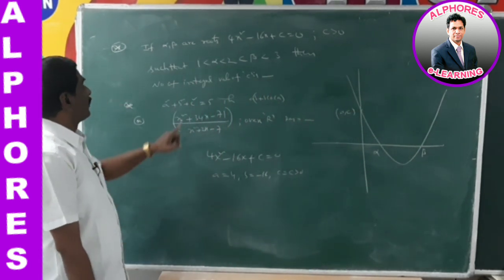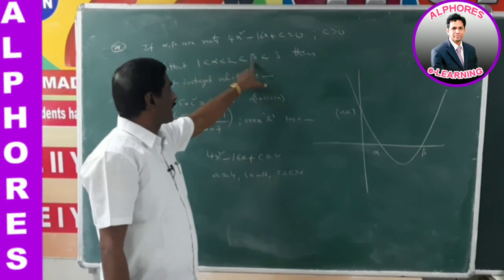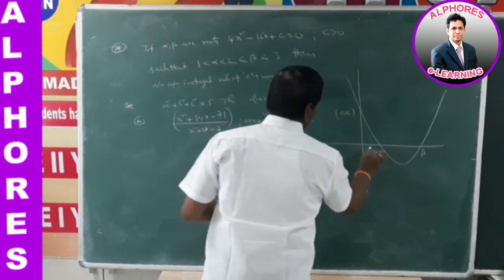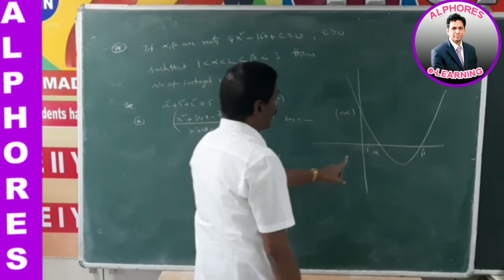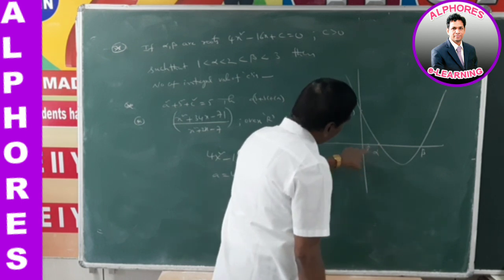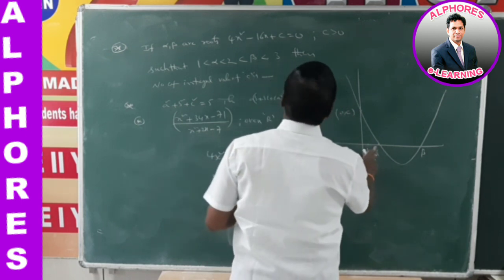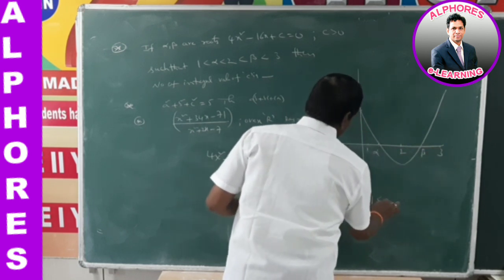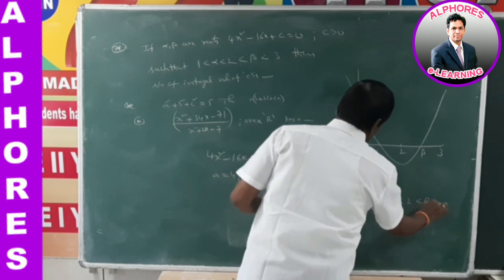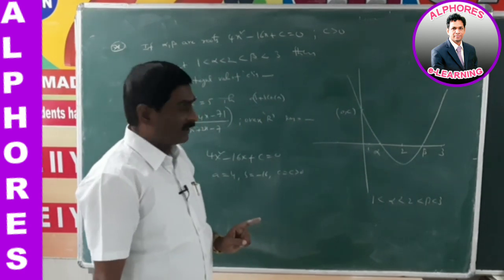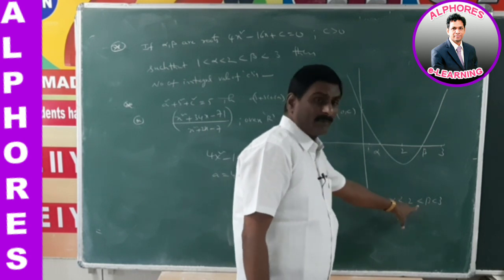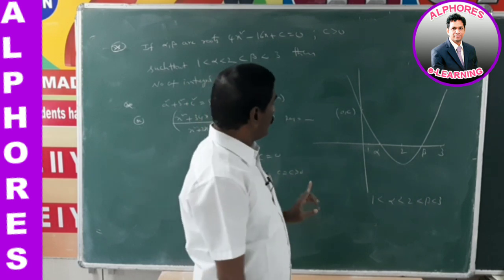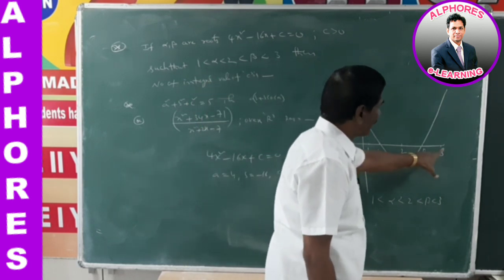From the given, 1 < alpha < 2 < beta < 3. That means 1 is less than alpha. Alpha is here. Here 1, alpha, next 2, next beta, next 3. First we identify the values at 1, 2, 3 by using the location of the roots conditions.